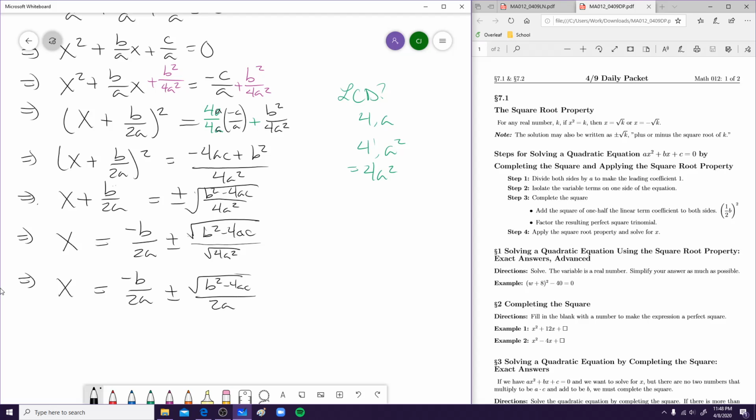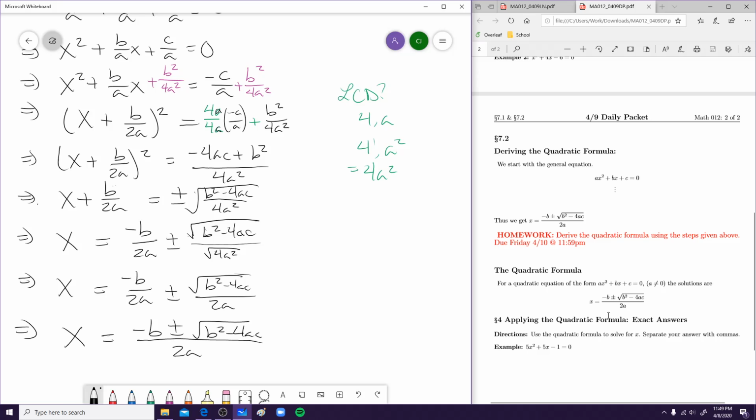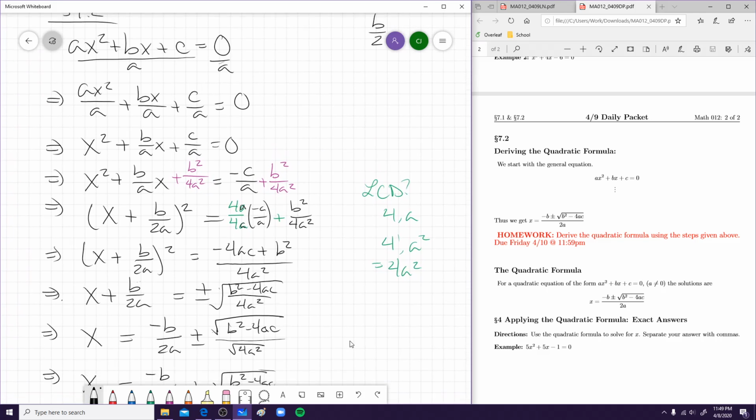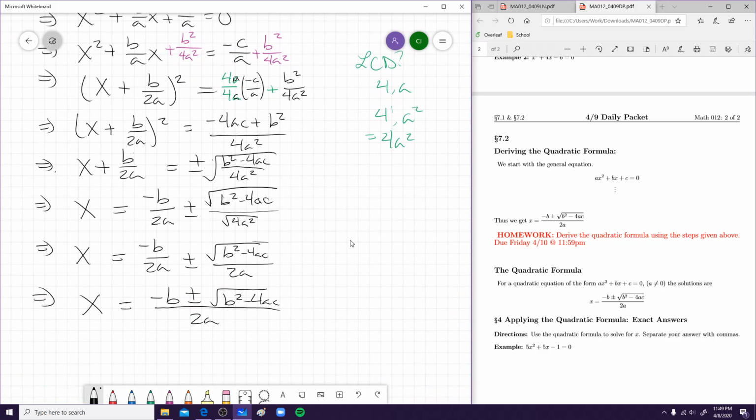Since these two have a common denominator, we can add them together. So we have negative b plus or minus the square root of b squared minus 4ac all over 2a. And this is how you derive the quadratic formula. Now it's your turn. For your homework, I want you to replicate all this work, and then turn it in by Friday at 11:59 p.m.